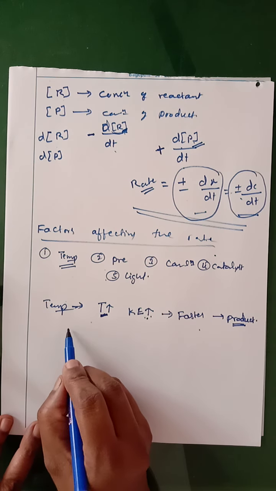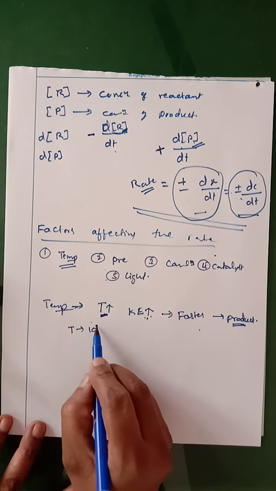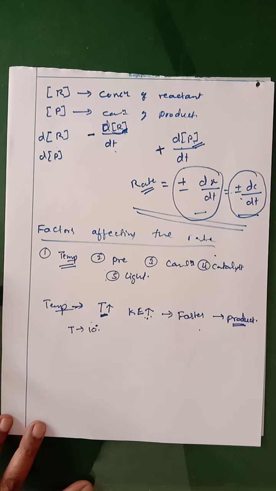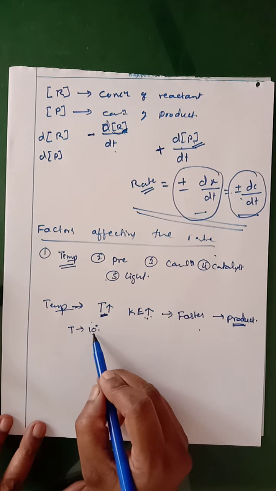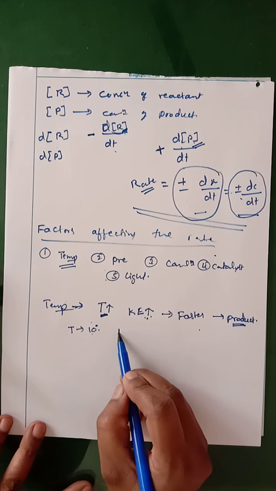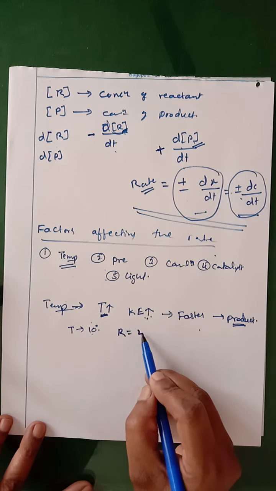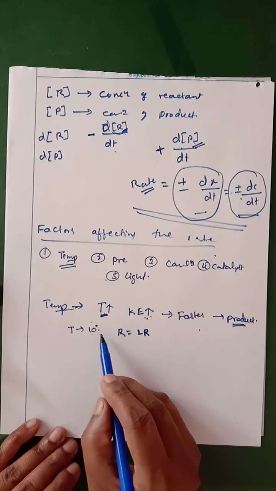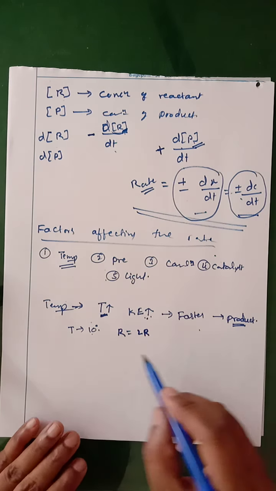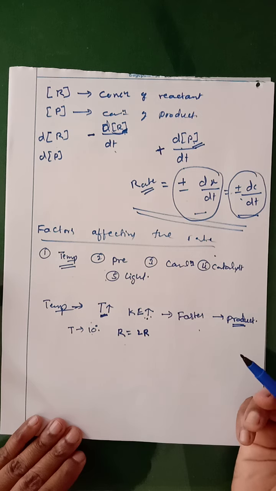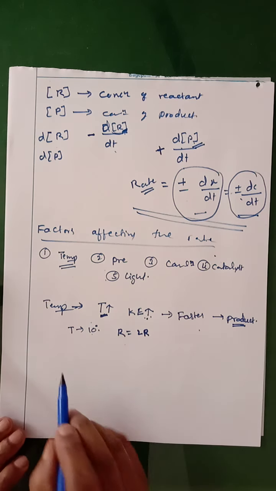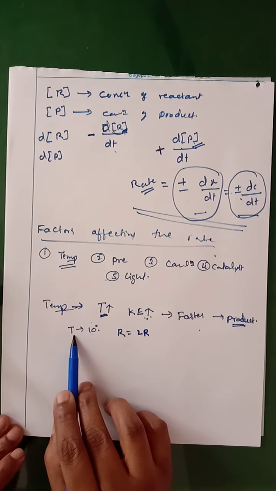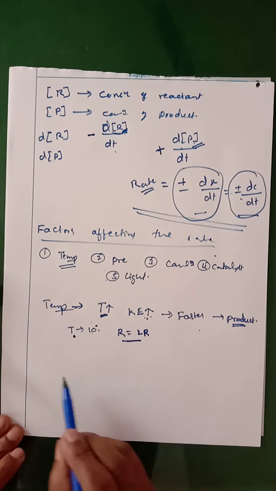Experimentally, it is found that for every 10-degree rise in temperature, so if we increase the temperature by 10 degrees, then the rate of a reaction becomes double. That means by increasing the temperature by 10 degrees, the rate of a reaction also gets increased by 2 times. So this is nothing but the effect of temperature on the rate of reaction.